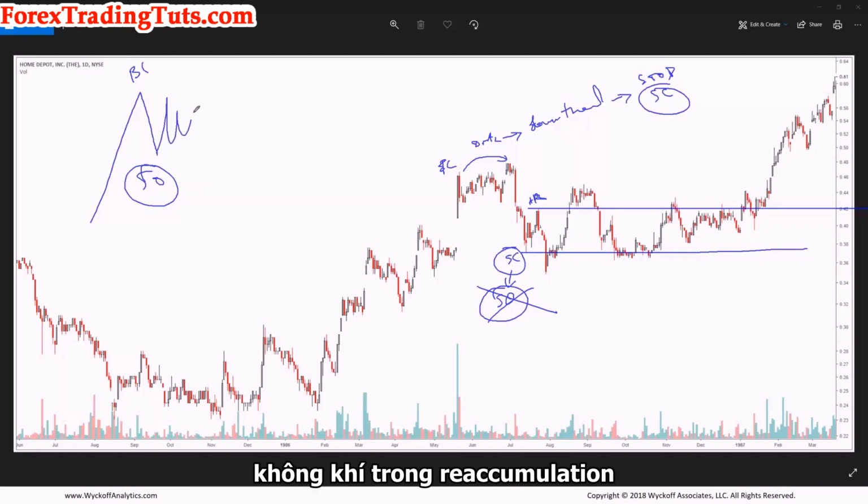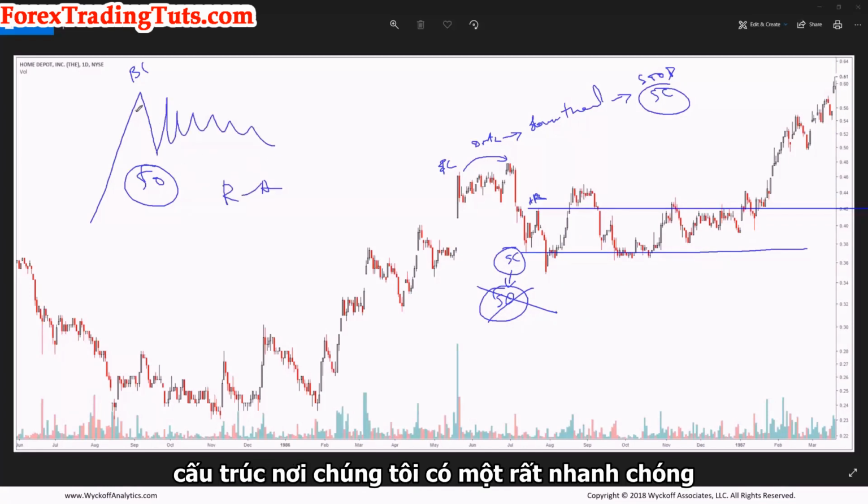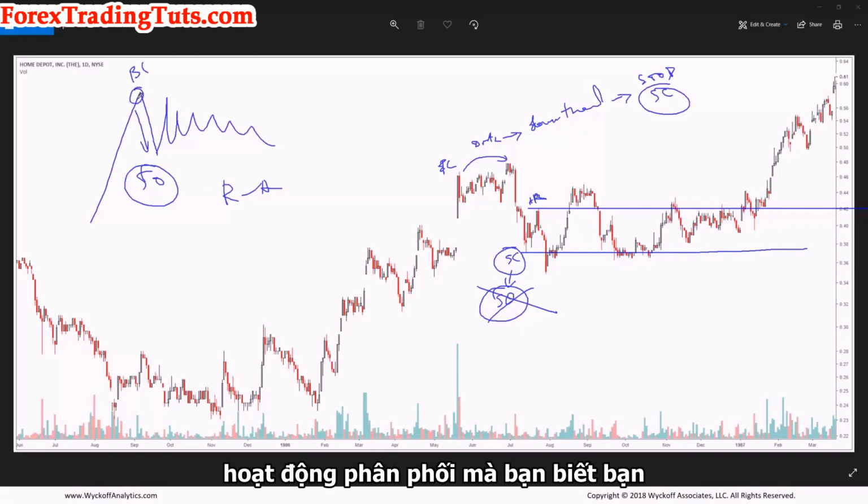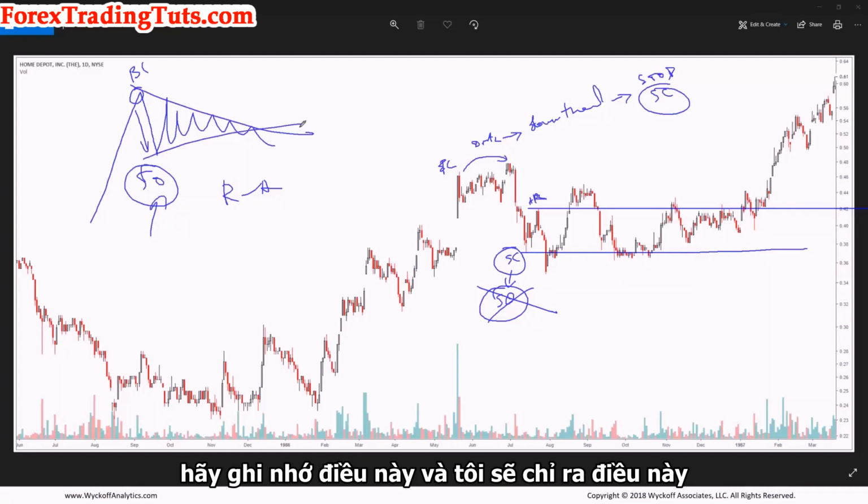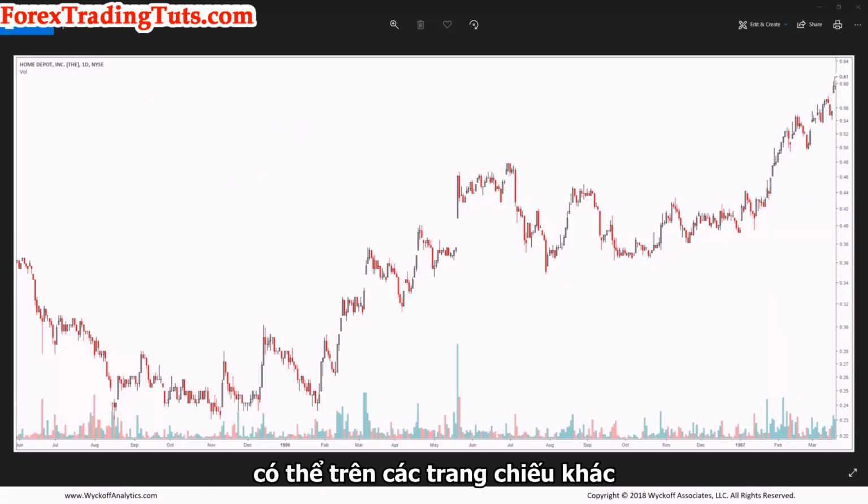And then in the reaccumulation structures, where we have a very quick move to the downside without a lot of distributional activity, you could say, okay, this could be interpreted as a shakeout action. I will keep this in mind and I will point this out maybe on other slides. Okay, next one.